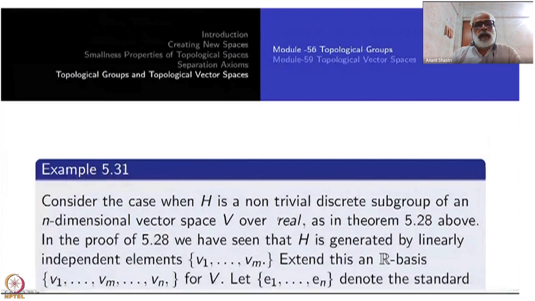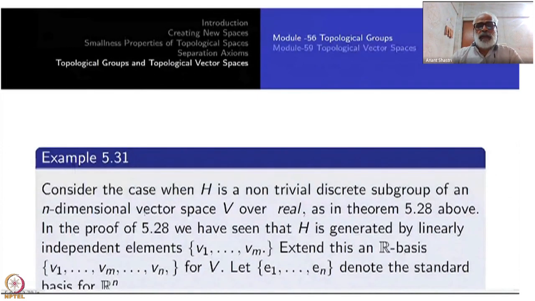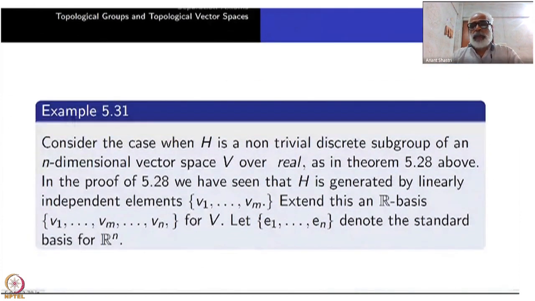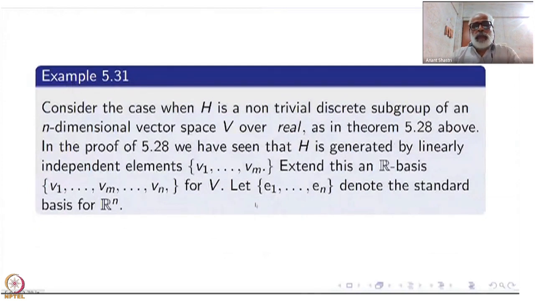So here is an example, which we have just discussed already, right? Consider the case when H is a non-trivial discrete subgroup of the n-dimensional vector space over the reals, as we have just considered. Okay, in the proof of that theorem, as well as the previous lemma, we have seen that the discrete subgroup H is generated by linearly independent elements v1, v2, ..., vm, where m is less than or equal to n, right? Extend this to an R basis, v1, v2, ..., vm, add some more to get an entire basis for the vector space V.